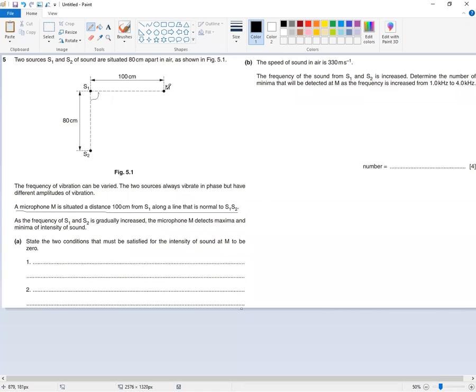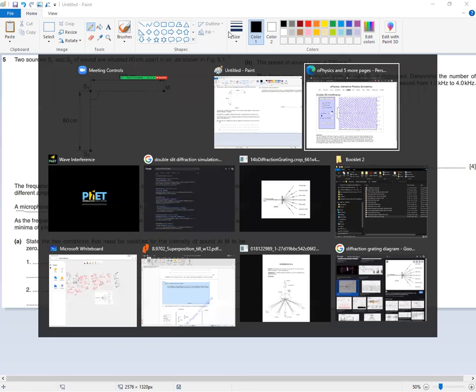So we're not going to change the position of the microphone. We're going to keep the microphone in the same position. But as we change the frequency of these two sources, we're going to start to detect multiple maximas and minimas in the same position of the microphone. Now, that's the part that I want you to understand, how that is going to happen.